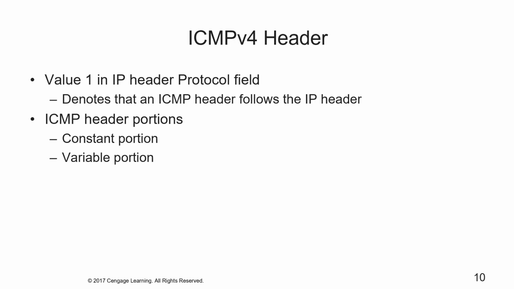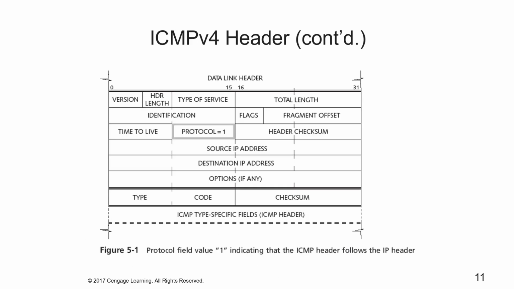In this section, we're going to cover each portion of the header structure for ICMPv4, the functions and the various ICMP packet types. And we're going to talk about some examples of the ICMP query and error messages that can be found on a network. A value of 1 in the IP header protocol field denotes that an ICMP header follows the IP header. The ICMP header portions are the constant portion and the variable portion. Here is an example of an ICMPv4 header.